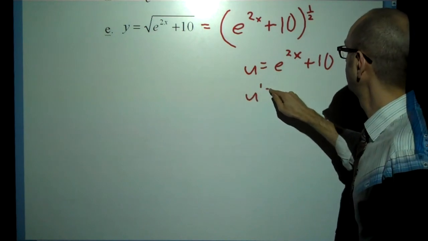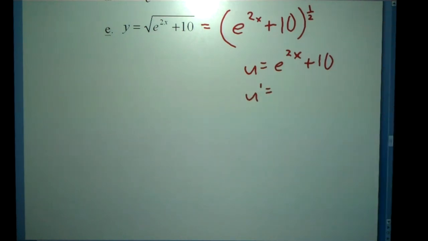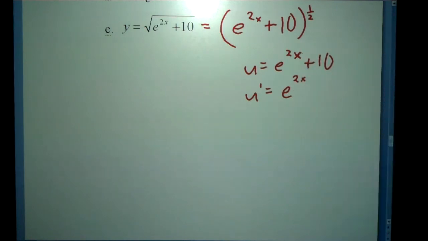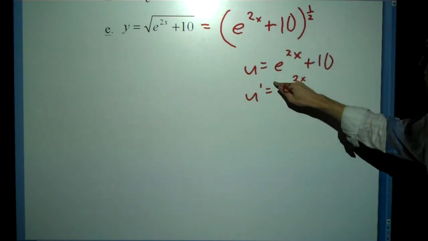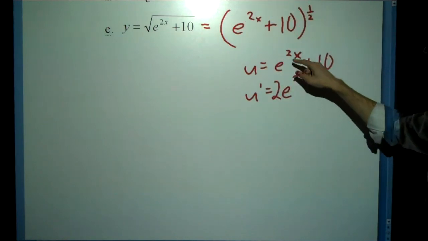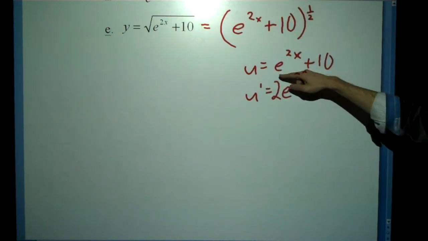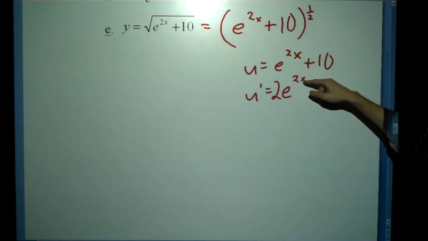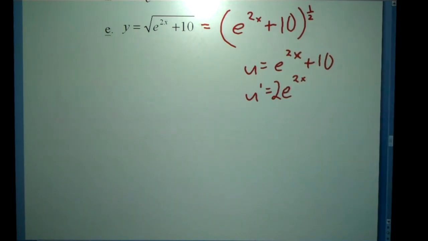So u prime is equal to e to the 2x times the derivative of that stuff. The derivative of 2x is 2. I'll throw it out in front. And the derivative of 10 is 0, so we don't need that at all. So we kind of are doing chain rule here, and I did chain rule within chain rule, because e to the 2x, e to some stuff, stays e to some stuff times the derivative of that stuff, which is 2.